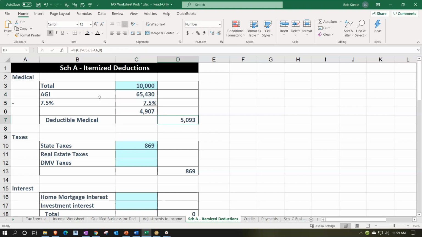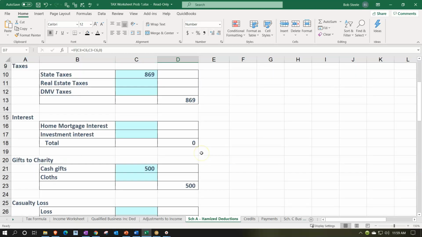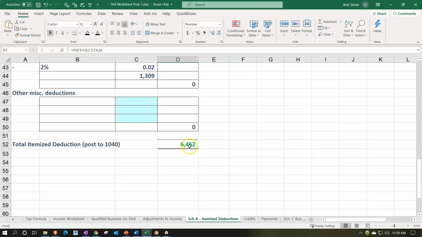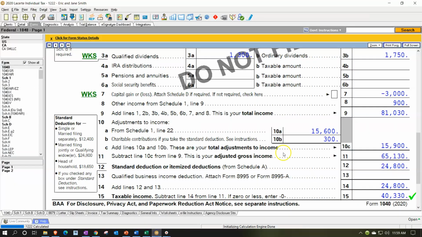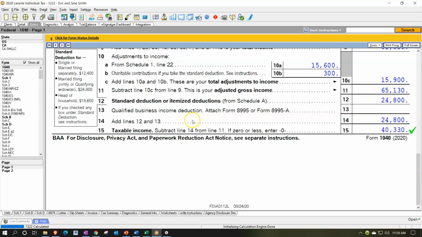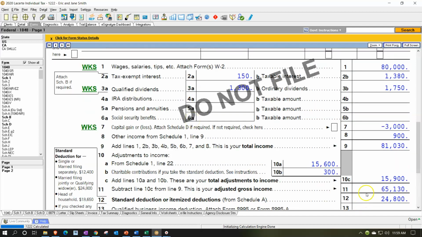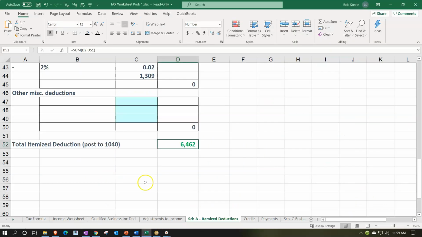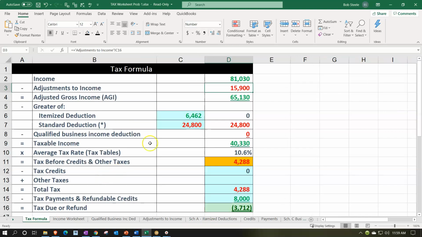And so that makes a slight change to our medical deductions at 5,093. So now if we go down to the bottom, we're at the 6,462. We go back on over to the Schedule A here. We're at the 6462. So that ties out, but we're still not taking the itemized deductions. If we go back to the first page of the 1040, the 24,800 is currently greater, as we can see on the first page of our tax formula here as well. So we have the 24,800 greater than the itemized deductions at this point. Therefore, obviously, we're taking the standard at this time.